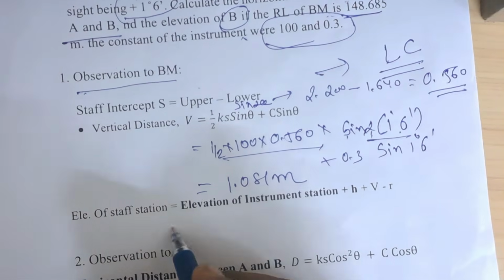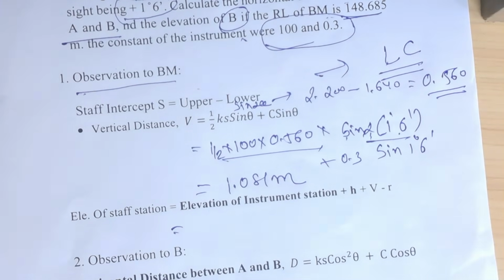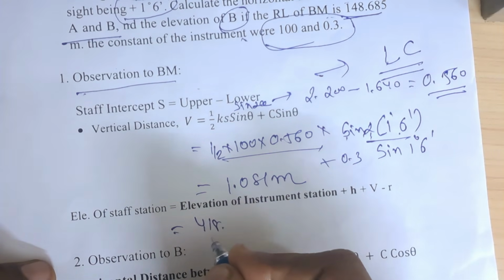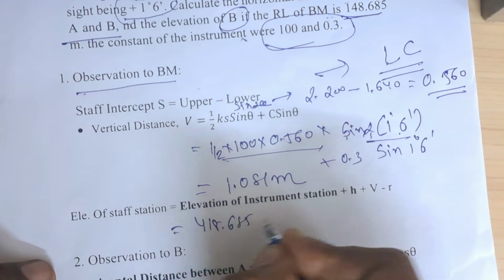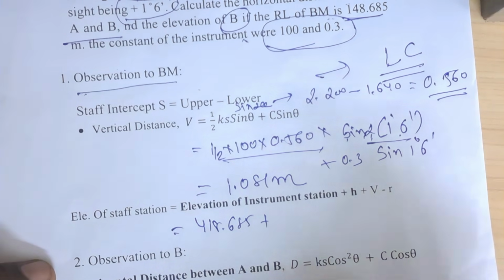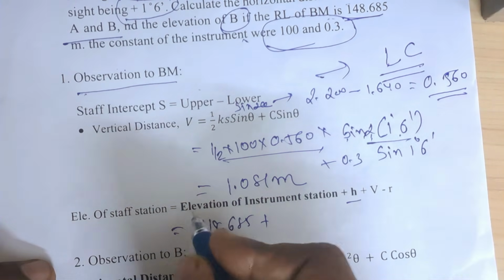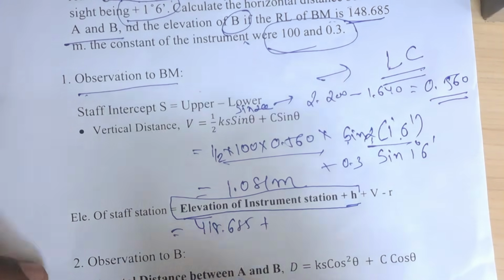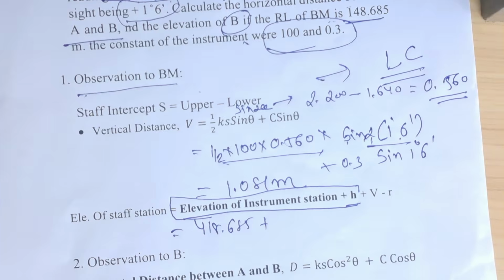Okay, so this is your vertical distance from the line of collimation to your center reading. Now you need to calculate the elevation of that point. So simply, the benchmark is given to you. For the benchmark we know the RL is 418.685, plus that is the elevation height. Remember the value is given to you, that is the elevation of the instrument station plus h.